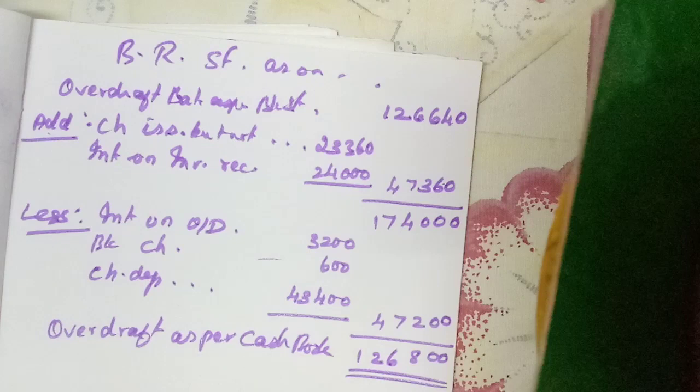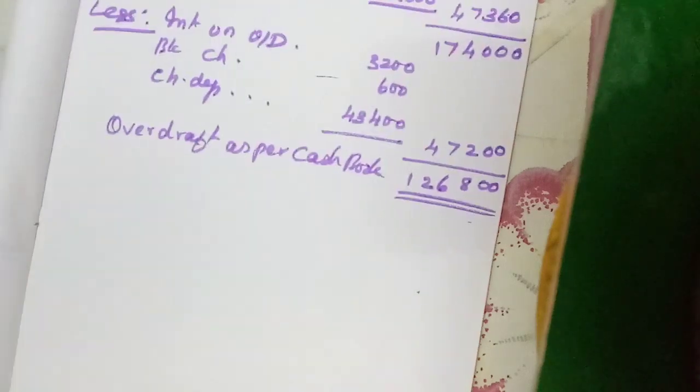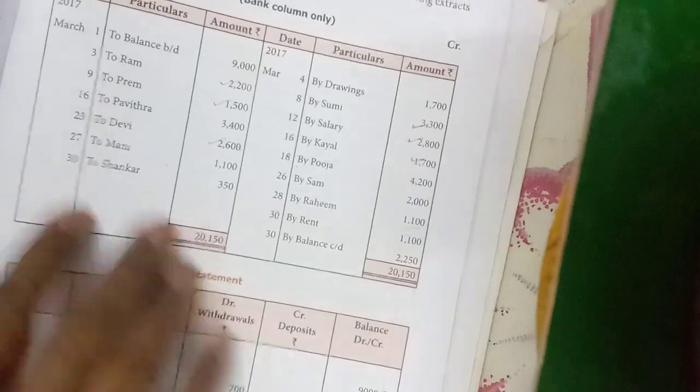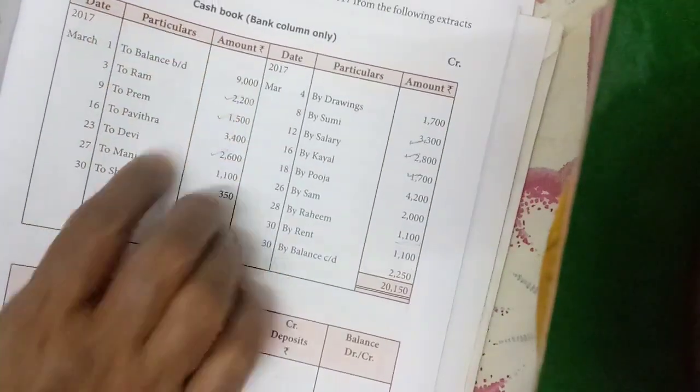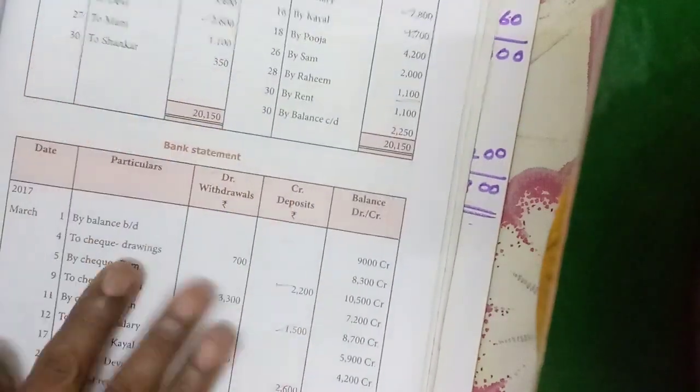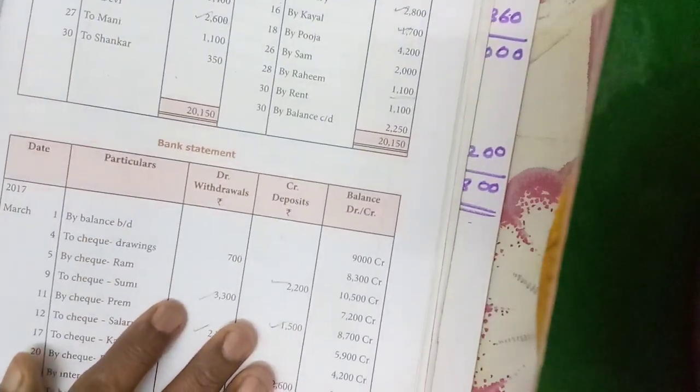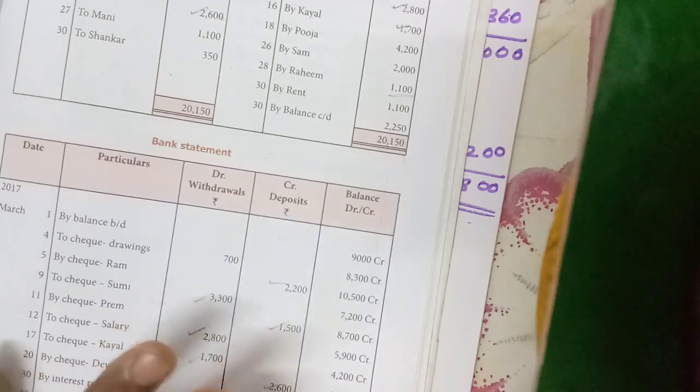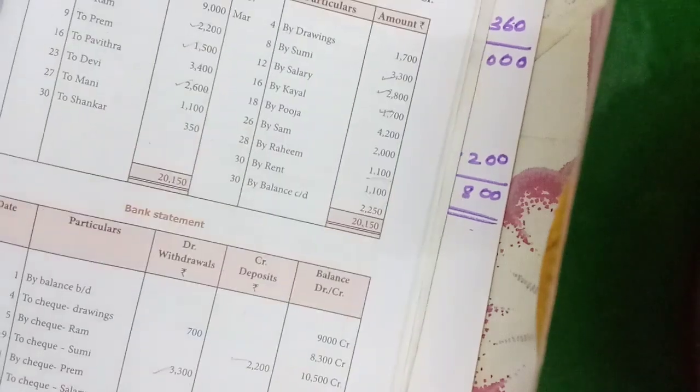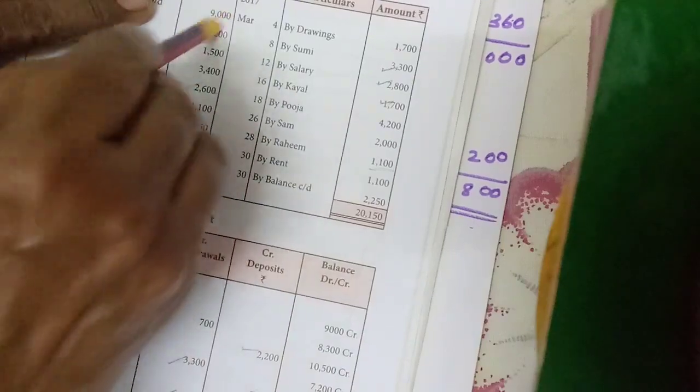Okay, this is what you have to do. Now the last exercise, 10. Here they give the cash book of the company and the bank statement. If they give both books in our hand, we need to check. I will tell you.